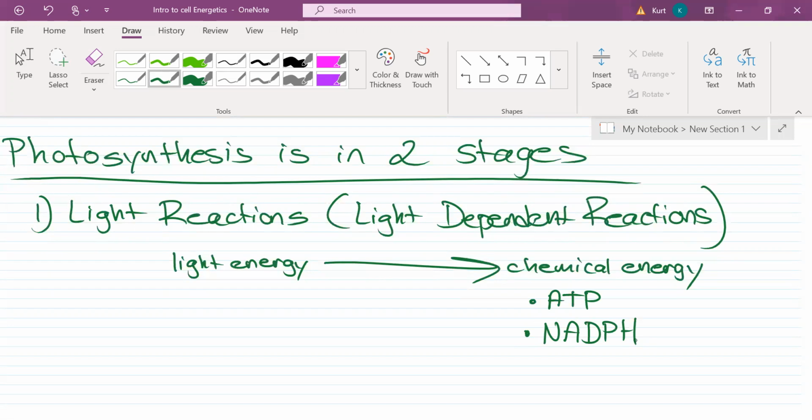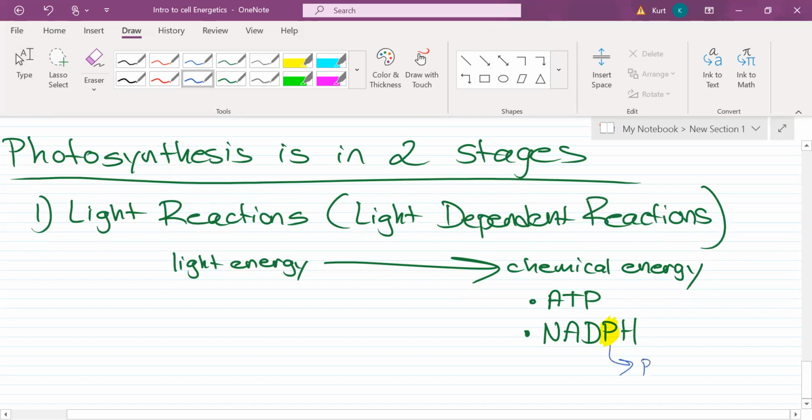You ready? Nicotinamide adenine dinucleotide phosphate. That's a mouthful, and you don't have to know that name. Just know NADPH. Here's why I'm going to tell you all, and trust me, you'll appreciate it later. I want you to pretend that the P in NADPH stands for photosynthesis. You will realize this will be very helpful later.